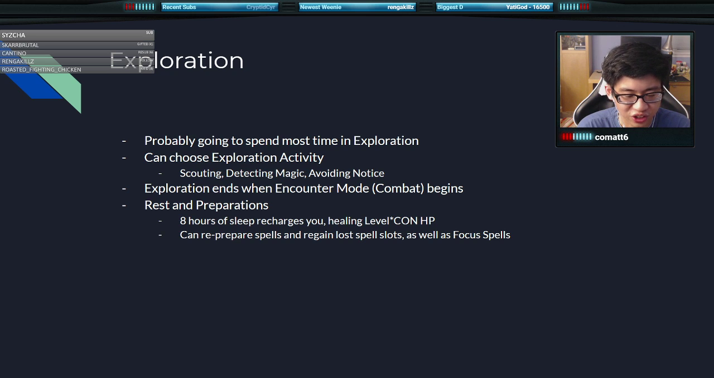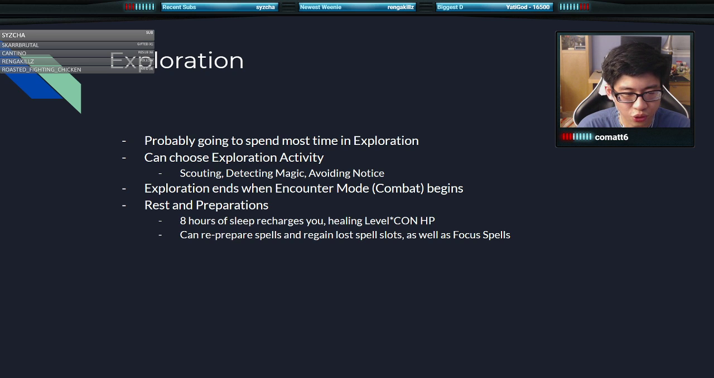In the case that there is a conflict, you will then move into encounter mode where time matters. Generally speaking, in exploration mode, time is more fluid. In encounter mode, it's certainly more static, with each round being 6 seconds, each action taking 2 seconds.